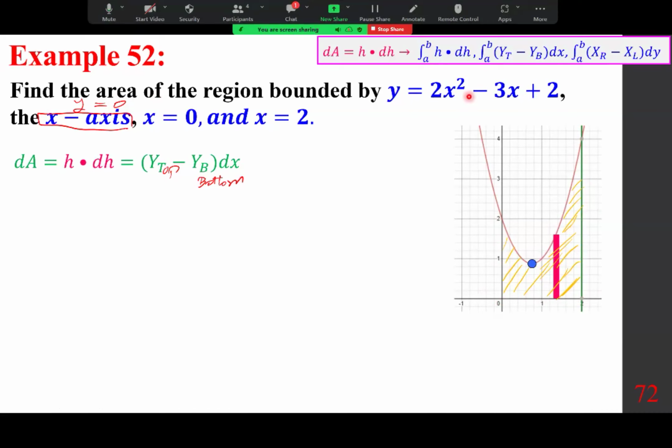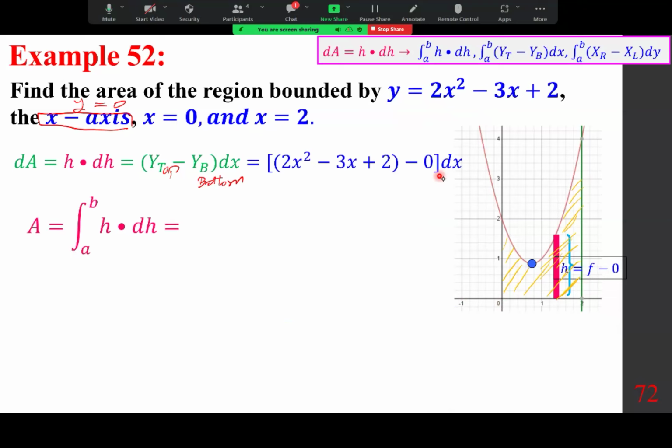So y of the top is this function, y of the bottom is this function, and dx. So this is the height, f minus 0. So this function minus 0. So the integral of a to b h dh, the height is this, dh is dx, and a to b, we're going to go from 0 to 2 along the x-axis. So what do we cover as far as the x-axis is concerned? It's understanding this, which is the most important thing. Taking the integral by now, it's become a piece of cake.